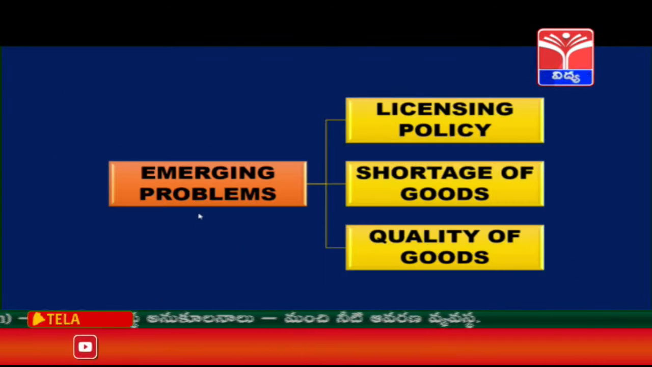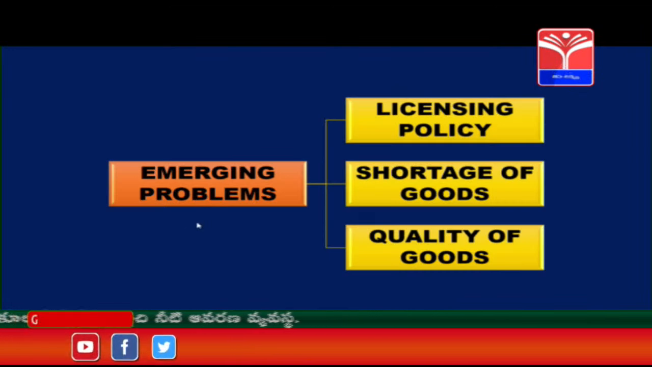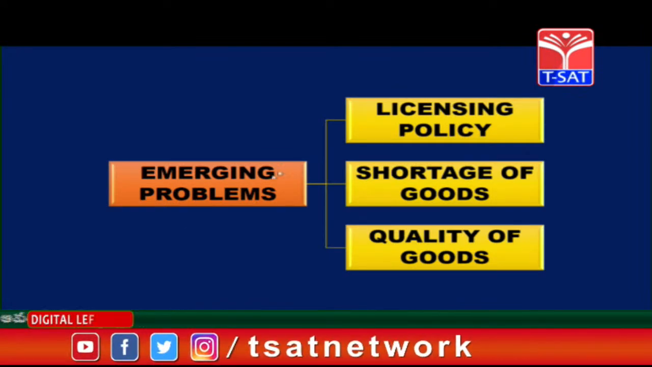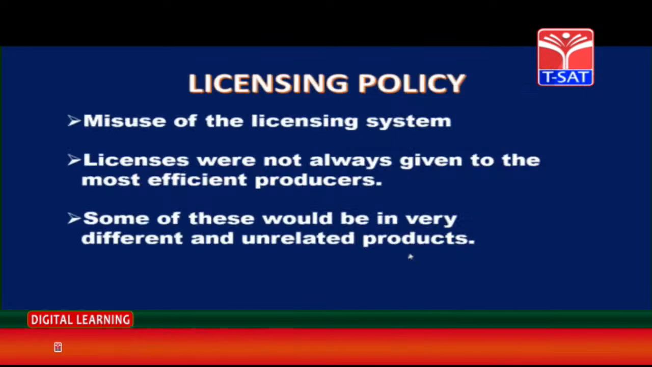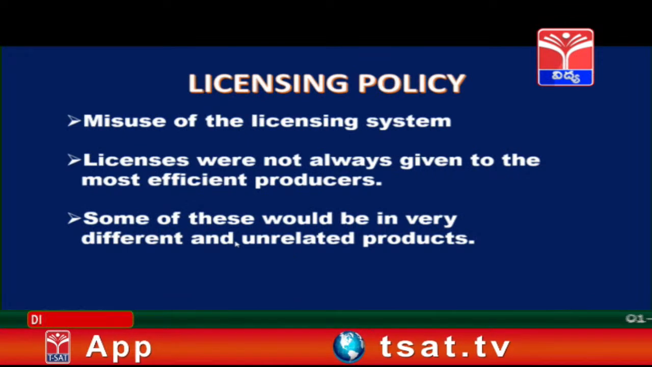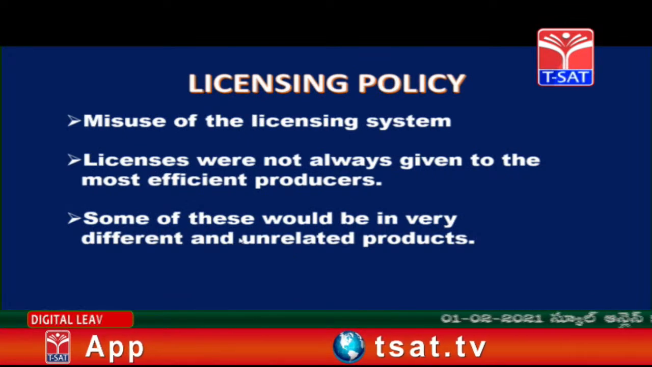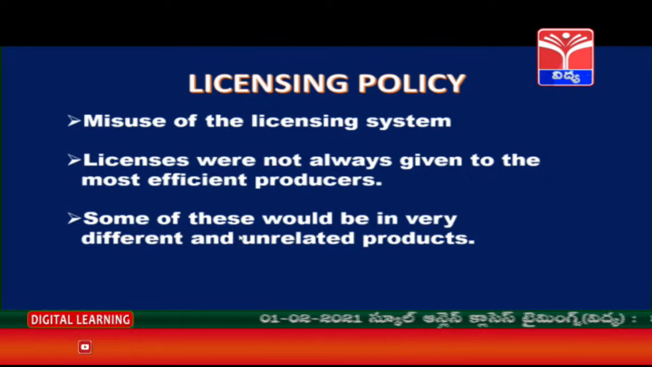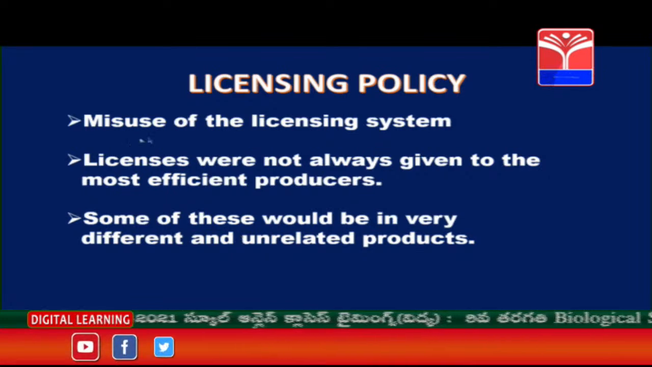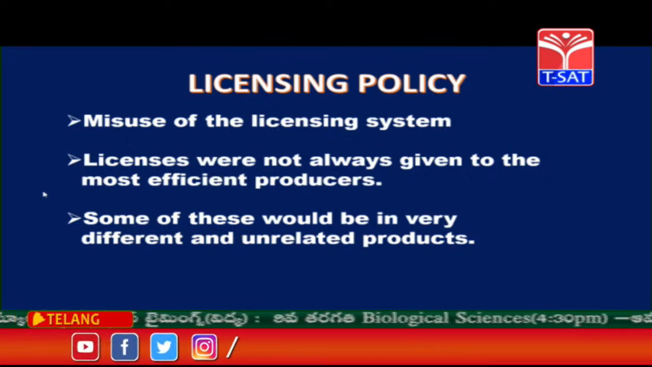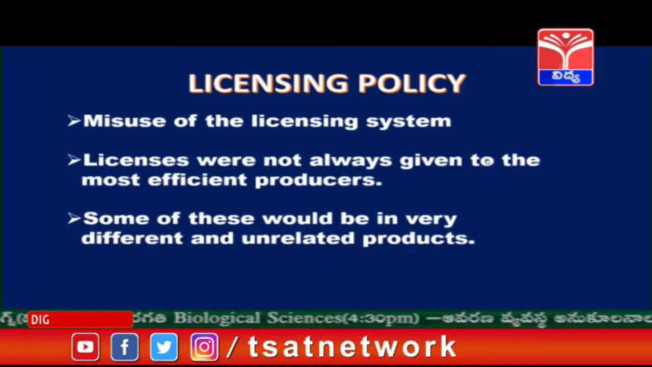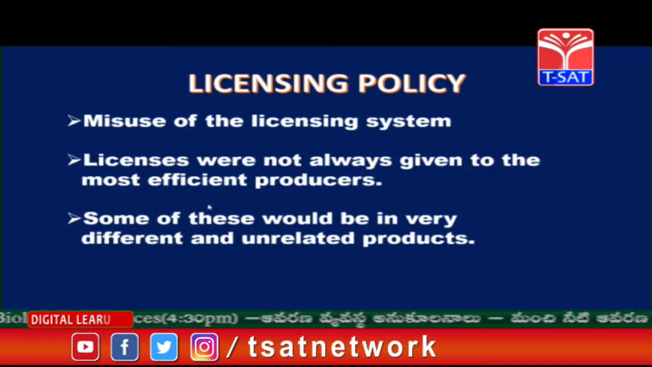Because of this, many problems have arisen. So, what are the emerging problems? Like licensing policy, shortage of goods, quality of goods. Licensing policy: since the government has kept the rule that private companies have to take license, there was misuse of the licensing system. Licenses were not always given to the most efficient producers.